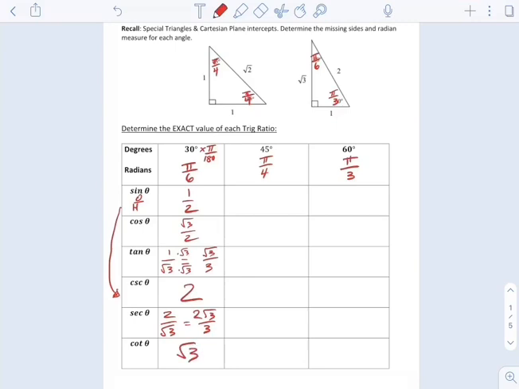And I'll just go fast here to get the rest of them. But 45, using the triangles on the left, sine will be root 2 over 2. Cos also root 2 over 2. Tan is going to be 1. Cosecant is root 2. Secant root 2. And cotangent is also 1. And finally, we have root 3 over 2. And 1 over 2. Root 3.